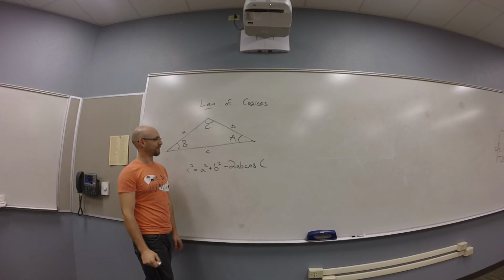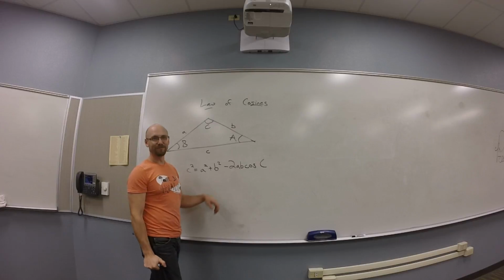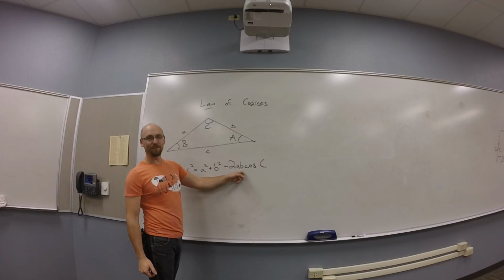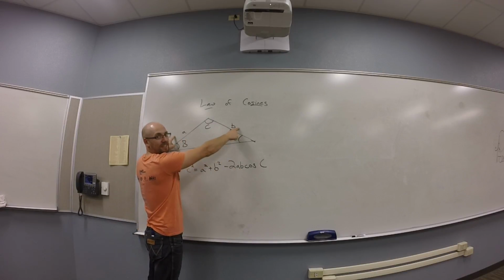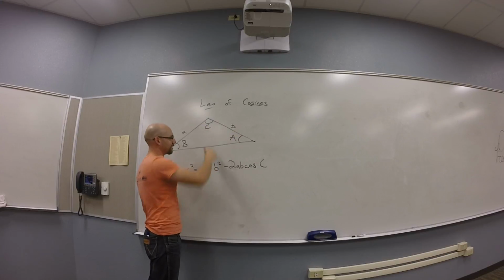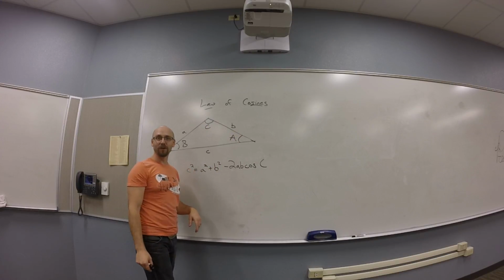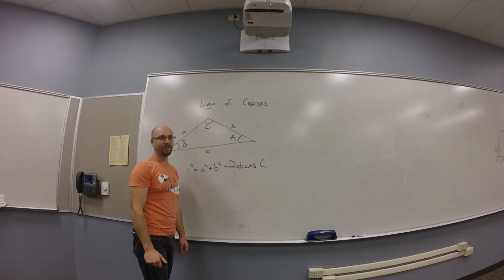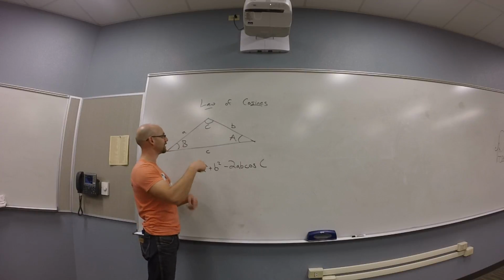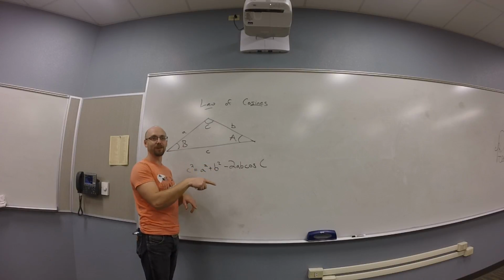And then A and B, that's these two sides, and then the cosine of the angle in between the sides. So let me double check that this works for the obvious case, the right angle. When C's a right angle, this should be the Pythagorean theorem, right? You guys see that?